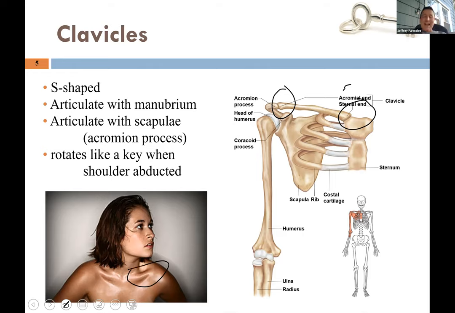And clavicles in people that do manual labor are solid. If you're working your arms and that stress is always on it, the bone responds. And if you're more sedentary or work an office job, your clavicles are more slender.